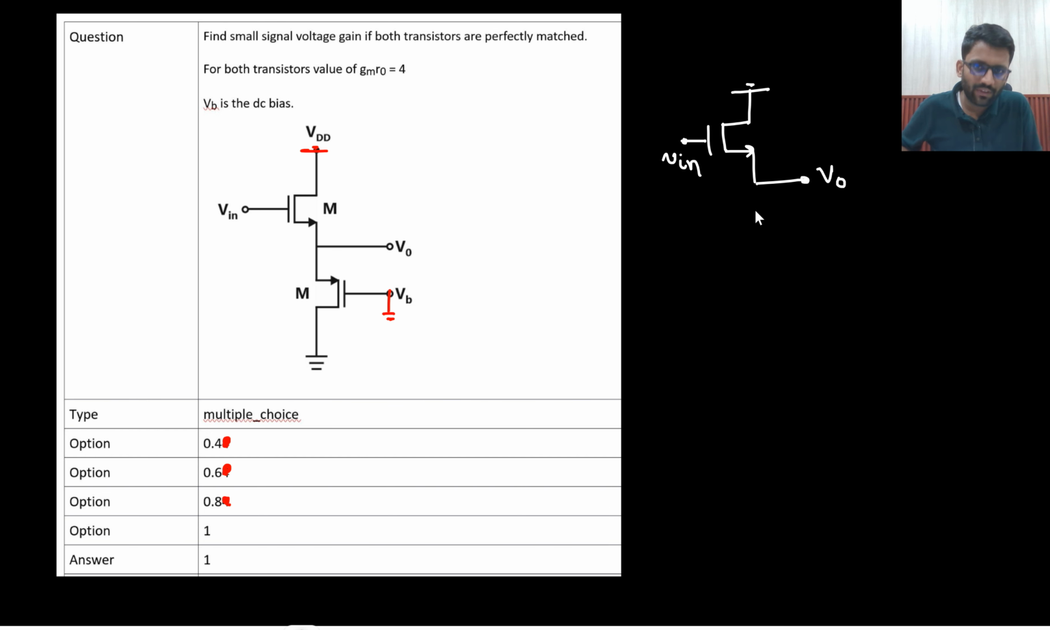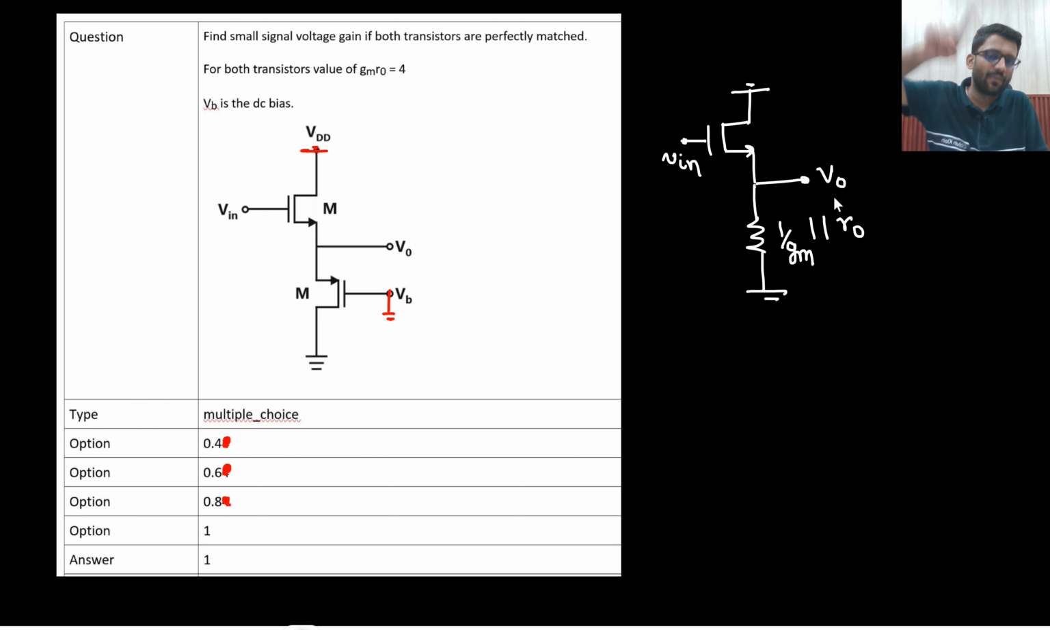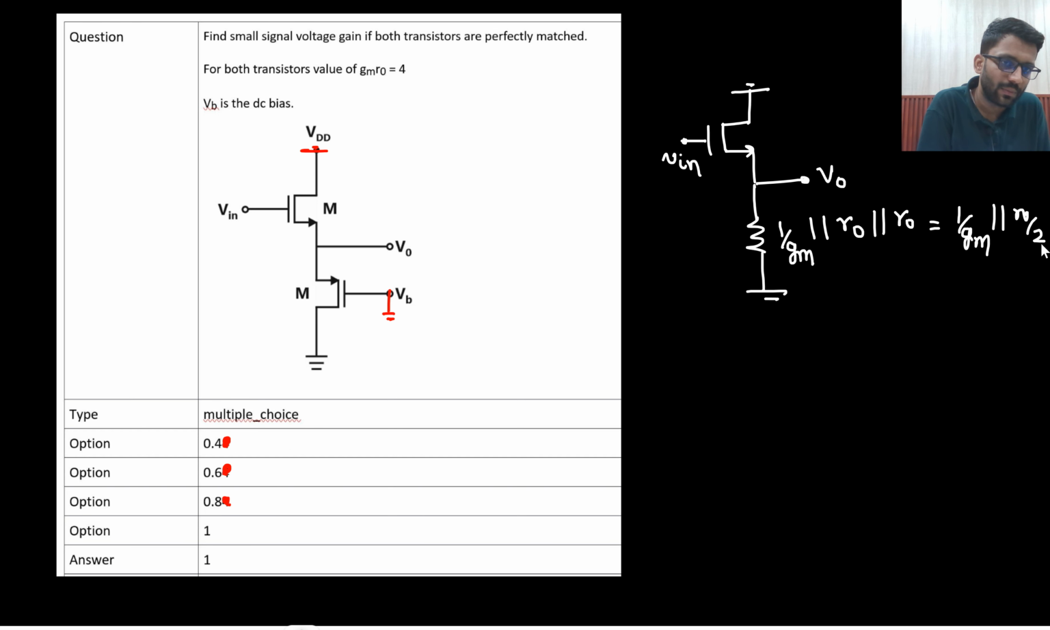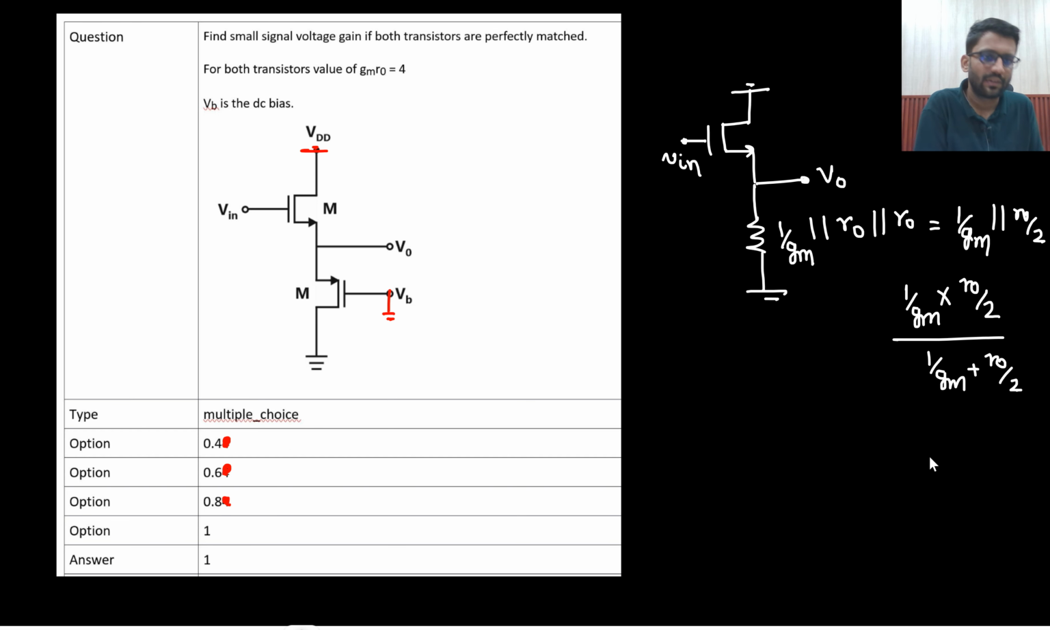So from V0 to ground you see 1 by Gm. In parallel you see R0, and another R0 also you see, upward side. So basically here you see 1 by Gm in parallel with R0 by 2, right? So what would be the parallel combination of this? 1 by Gm into R0 by 2 upon 1 by Gm plus R0 by 2. So R0 upon 2 plus Gm R0. Say yes or no?